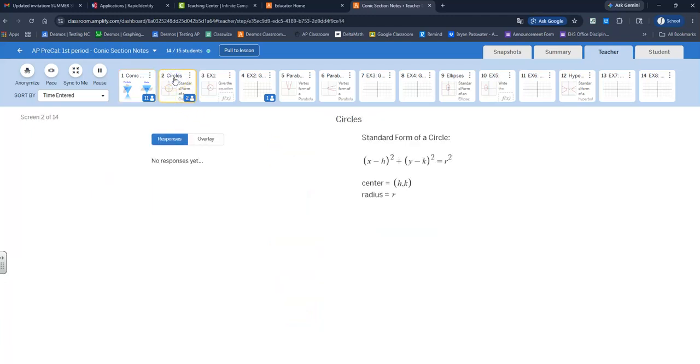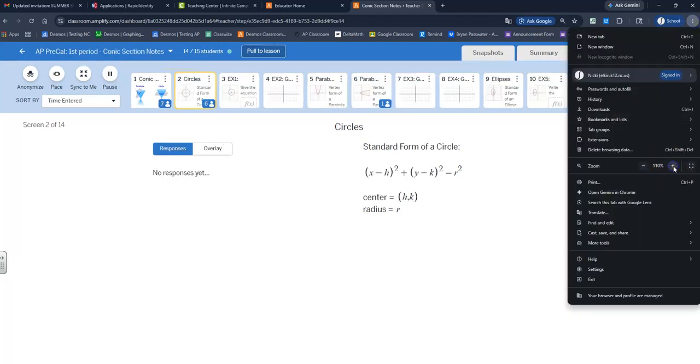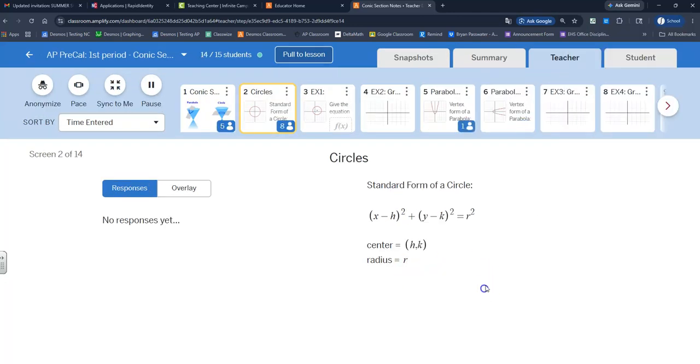So, this I would probably write down. And let's see. Zoom in a little bit. There. So, that standard form of a circle, you've got it. You can have it there on your screen too. It's on the next slide. Is x minus h squared plus y minus k squared equals r squared. And in this equation, the center is at (h, k) and the radius is r.